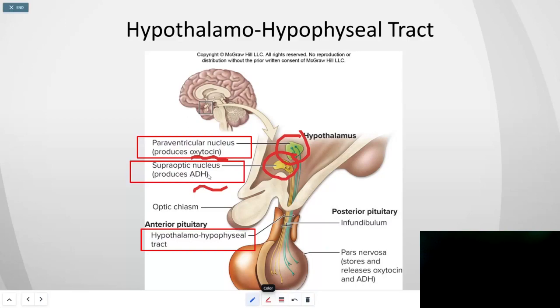Supraoptic makes ADH, antidiuretic hormone. And what's the function of ADH? Anybody? Antidiuretic. So if it's a diuretic and it's anti of a diuretic, what does it do? Right. So you're not trying to lose water, you're trying to reabsorb water. The key here is that it increases the water channels, the aquaporins, inside the ductal cells of the nephron, so collecting ducts and DCT, and that will encourage more water to flow back up.